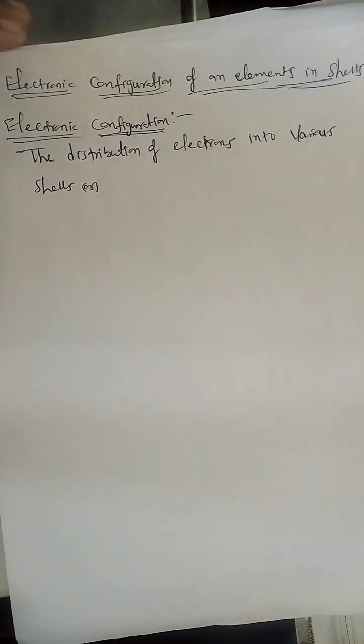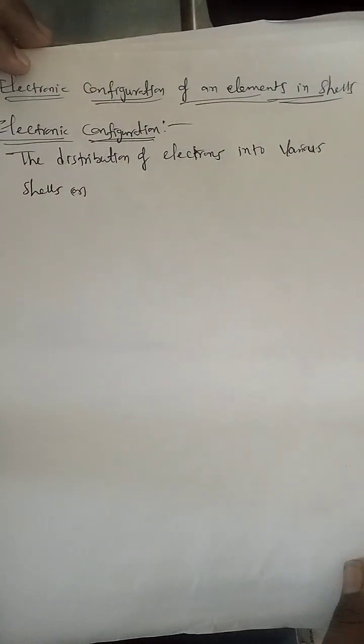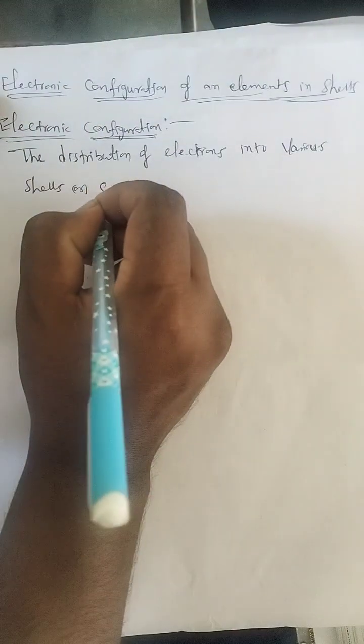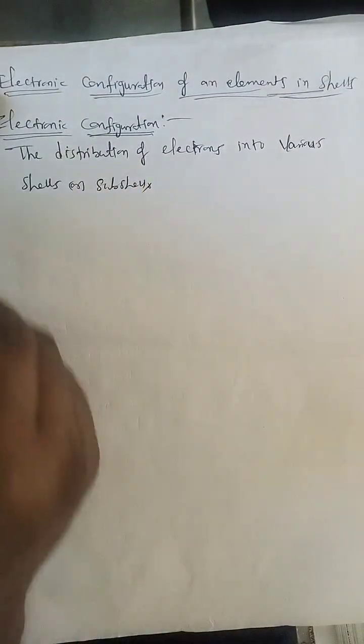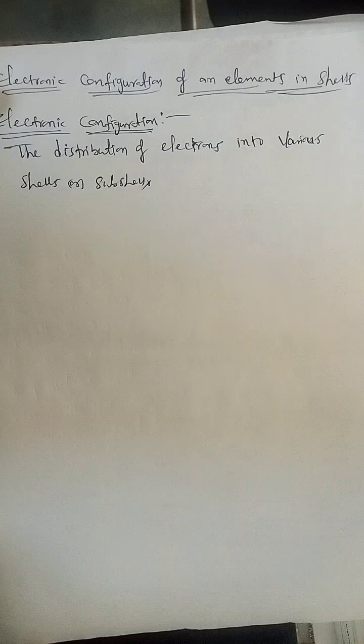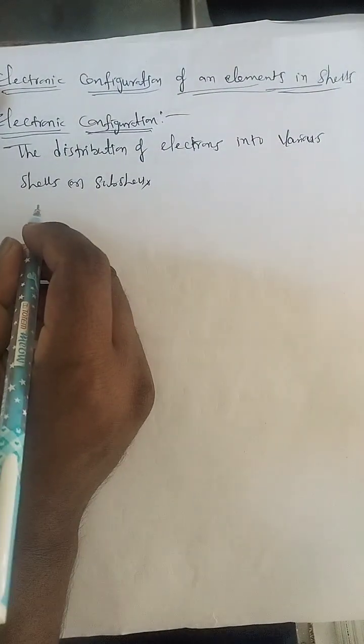Now we are going to discuss one more video, called electronic configuration of elements in shells. What is the definition of electronic configuration? The systematic arrangement of electrons into various shells or subshells in an atom is called electronic configuration, or the distribution of electrons into various shells or subshells in an atom is called electronic configuration.